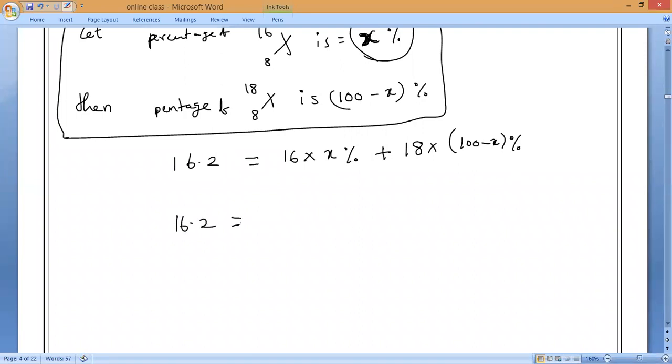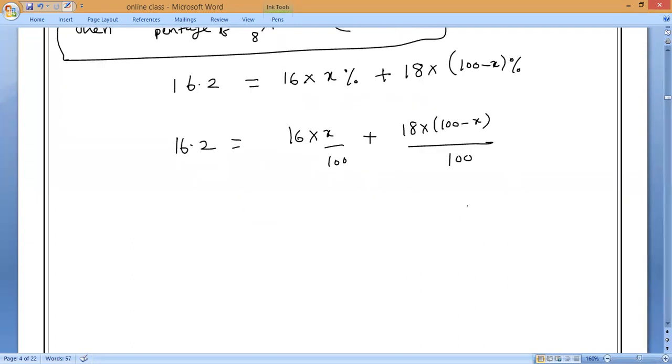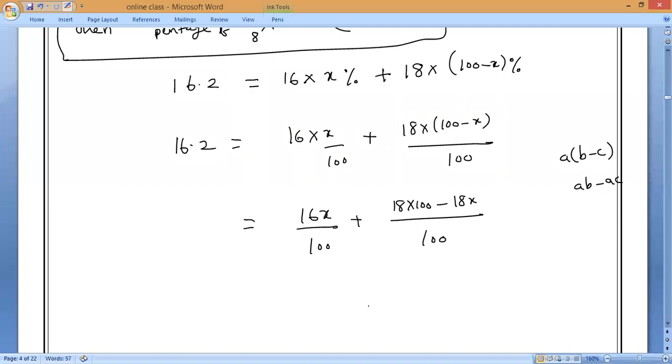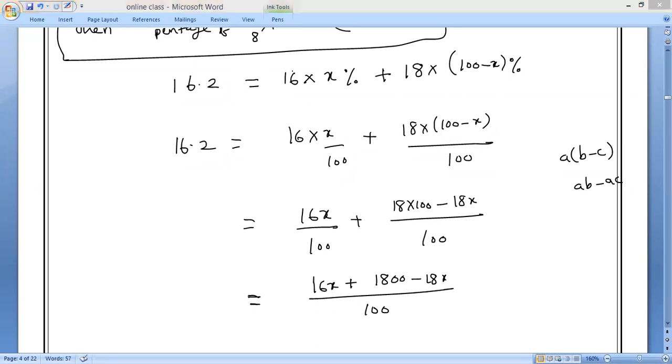Now we all know 16.2 equals this: 16 into X by 100 plus 18 into 100 minus X divided by 100. Equals 16X by 100 plus, using A into B minus C equals AB minus AC, same way, 18 into 100 minus 18 into X, divided by 100. Now 16X plus 18 into 100, how much? 1800 minus 18X, divided by 100. Can I take it or not?